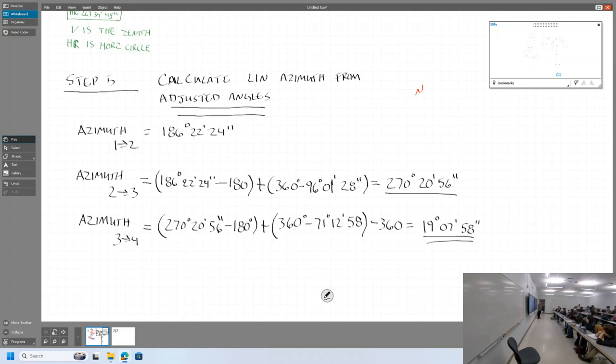That azimuth that I just got. I'm physically set up at 3 right here, right? Just like the sketch, or just like the notes are showing. I backsighted to 2. I did the exterior angle calculations to get this azimuth 3 to 4. Does it graphically represent my calculations? Does that make sense of where I'm getting that 19.7? Yeah.